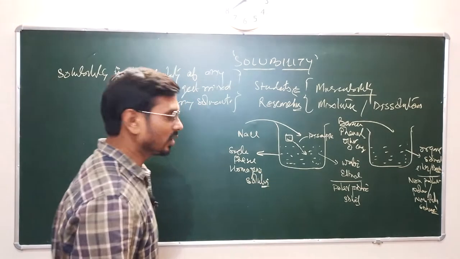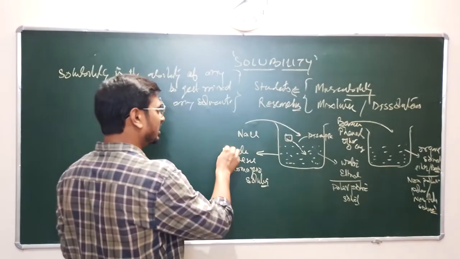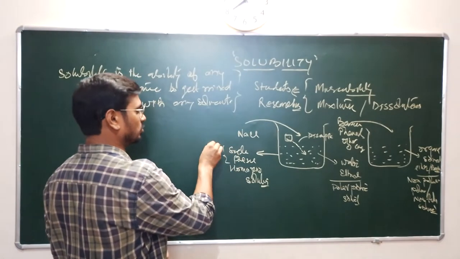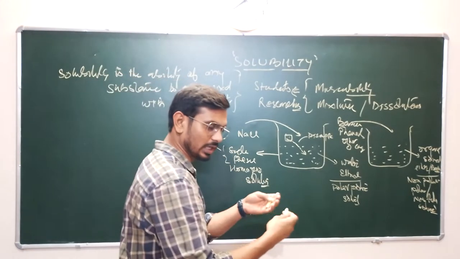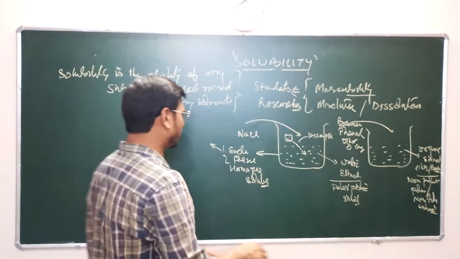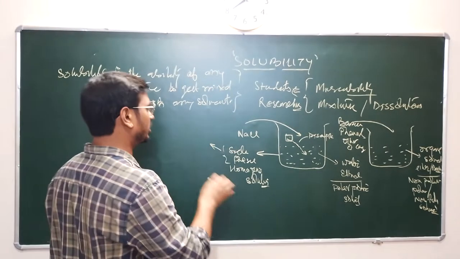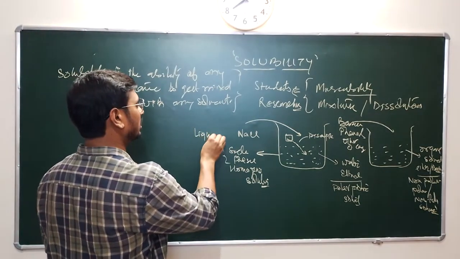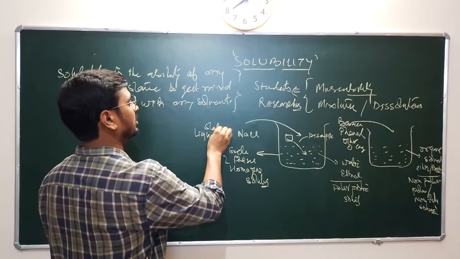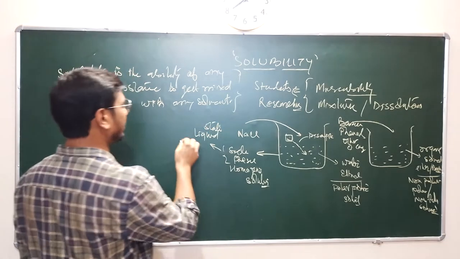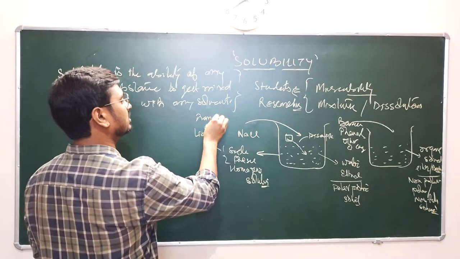Let us take it word by word. What do you mean by single phase? There is no other phase associated. It means there is no solid, no liquid, no gas. Everything is liquid. That is a single physical state, the liquid state. Everything is liquid. It will look transparent.